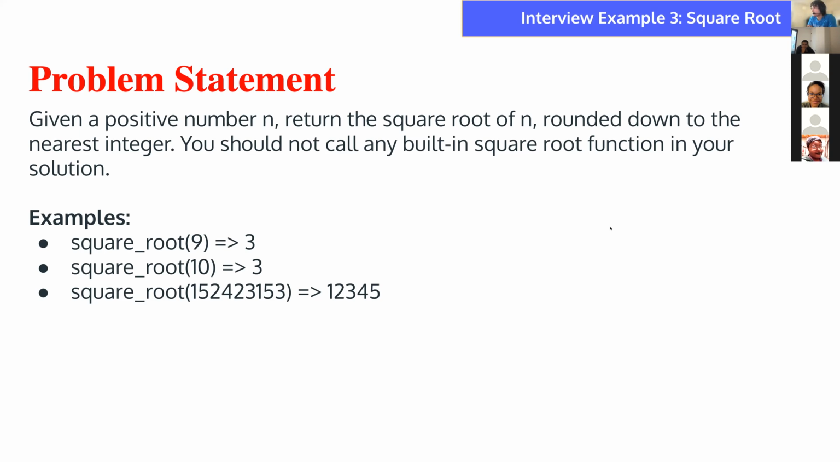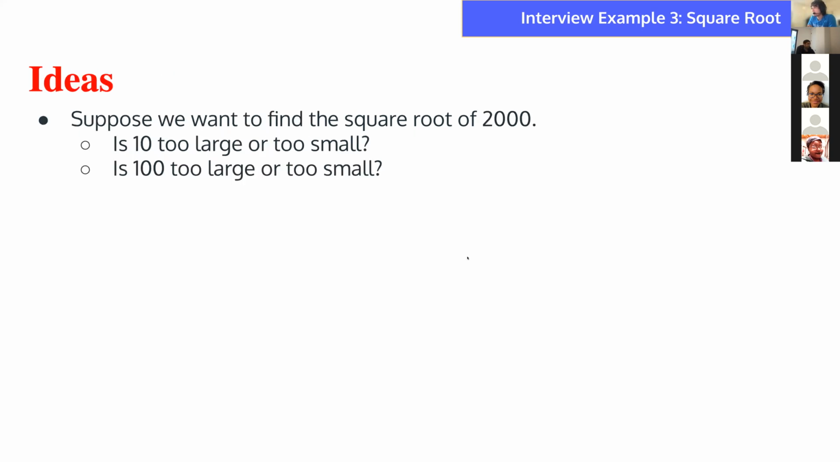All right, let's go to the next slide and see if that gives us any hints. Suppose we want to find the square root of 2000. Is 10 too large or too small? So you're basically just testing out numbers to see what would be the square root. Yeah, exactly. We're going to try testing some numbers.